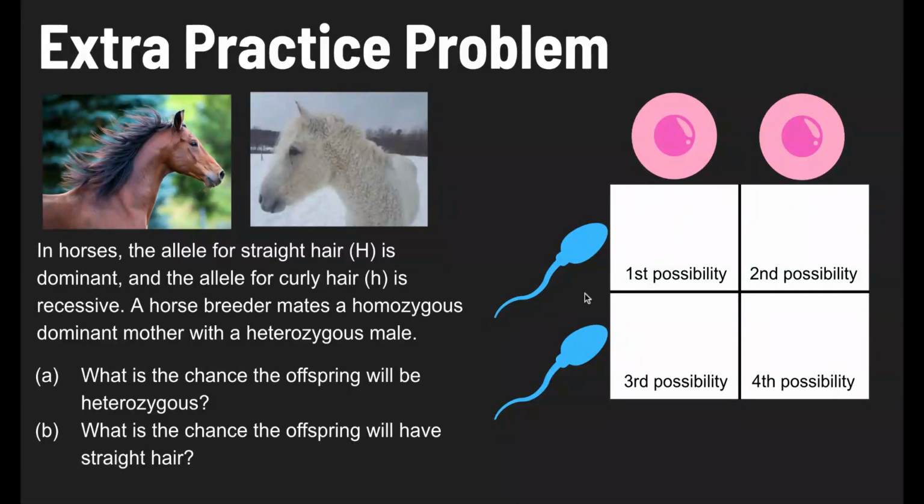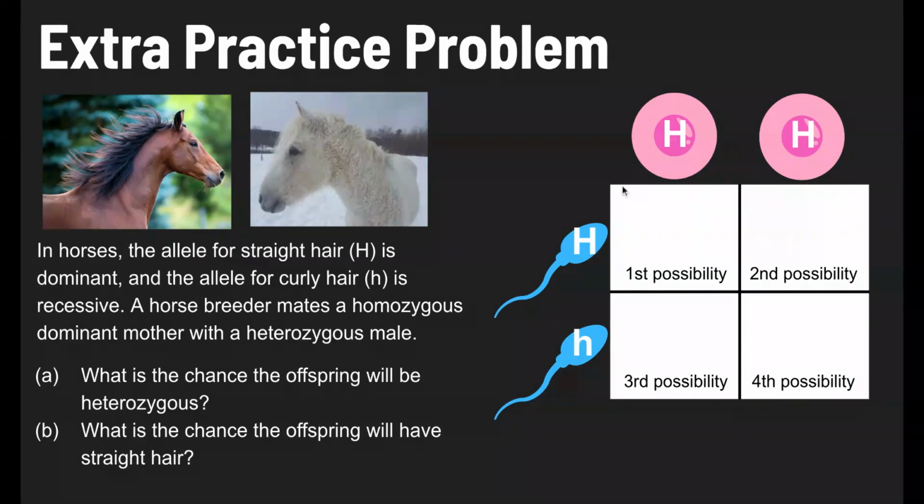So first, when we're setting up our Punnett square, you need to write the alleles at the top and the sides. So the mother, we're going to write her alleles at the top. It says that the mother is homozygous dominant. So we would represent homozygous dominant with a big H, big H. And we would represent the male as heterozygous, so that would be a big H, little h.